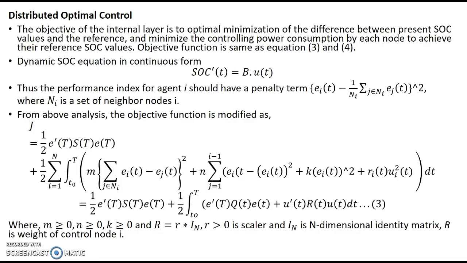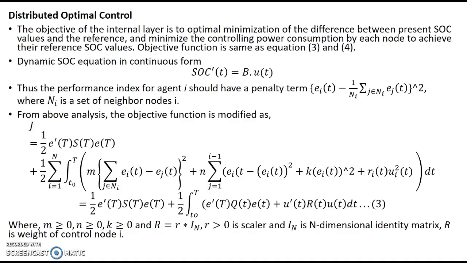The second is the distributed optimal control. The objective of this layer is the optimal minimization of the difference between the SOC and the SOC reference value, and to minimize the controlling power consumption needed to bring the state of charge of the battery up to its reference value. So the objective function is as before. The dynamic state of charge equation can be written this way: SOC dot is equal to B dot u(t). Thus the performance index for some agent i should have the penalty factor in this term, where Ni is the set of neighboring nodes.